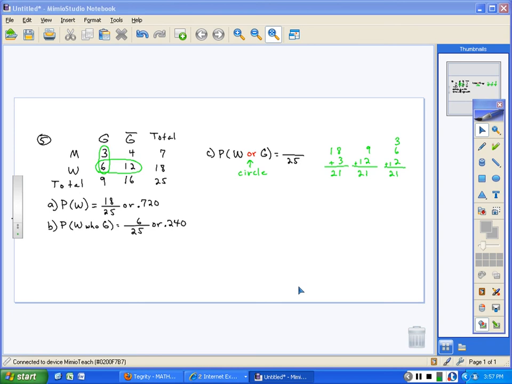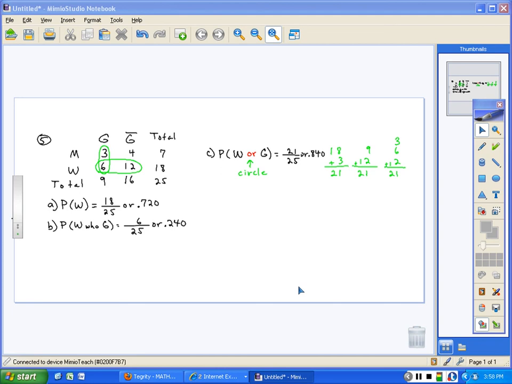But the bottom line here is that the answer is 21 over 25, and I didn't leave myself a lot of room here, which is also completely reduced. Or if you want to change it to a decimal, the answer would be 0.84, or 0.840.